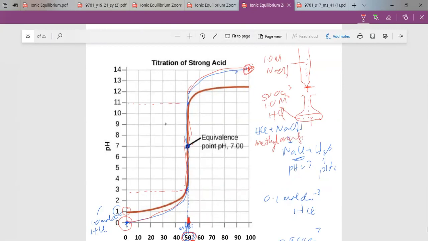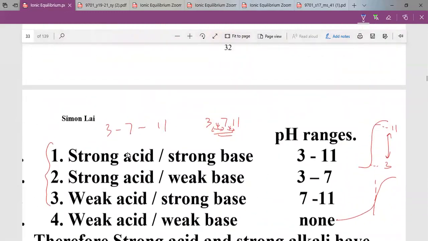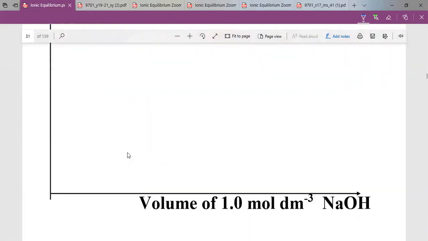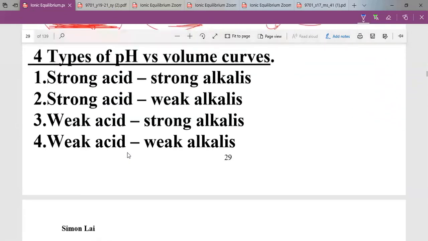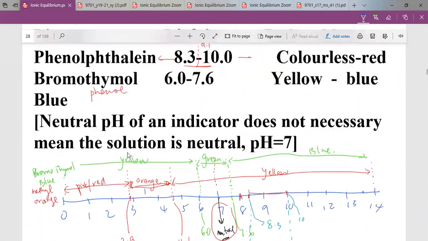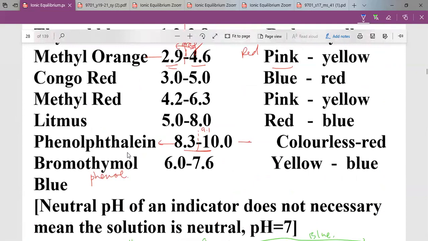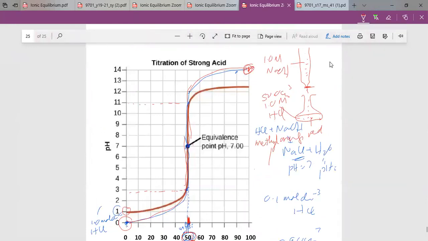The first color here, of course, is red or pink. As you add, after 10 cm cube, remember methyl orange, the color change is what? 2.9 or 2.6, I don't know. You can see from here. Don't remember, they will tell you. You don't need to remember all these things. See now, here is the window. Methyl orange is 2.9 to 4.6. So this range is orange.